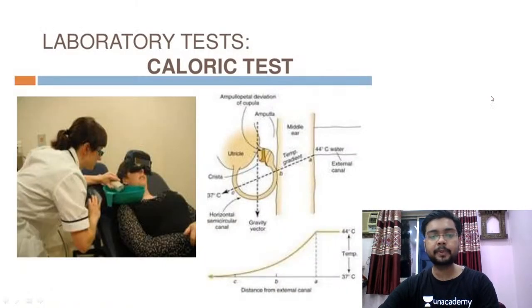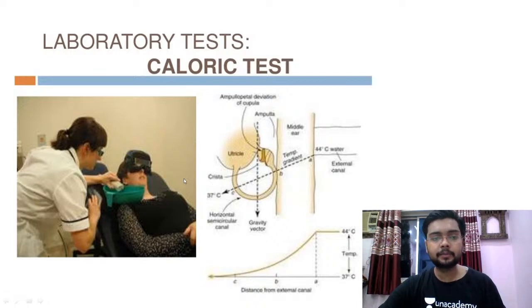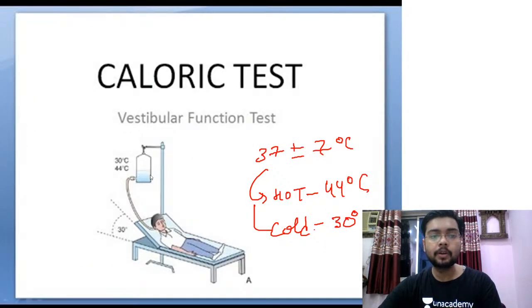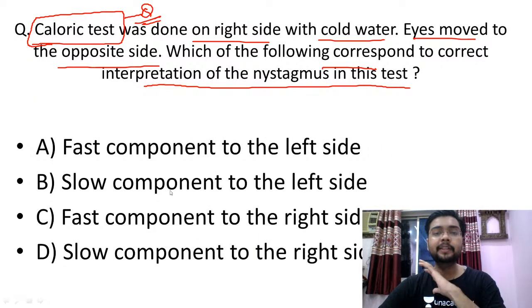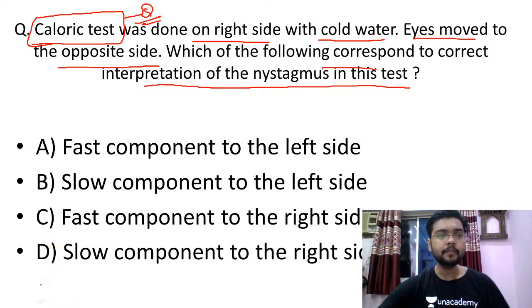So very simple, pretty clear. This is the way by which your caloric test is done, and you place this to observe the nystagmus in magnified view, right? So let us see this question. We revisit this question and see how simple it gets.